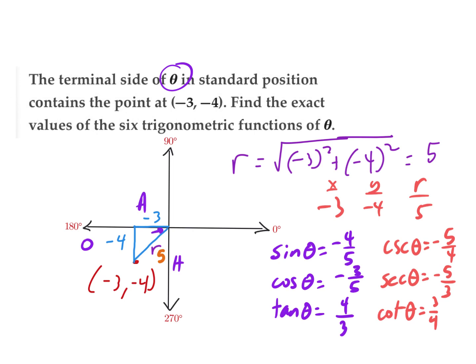But I want us to start transitioning away from opposite, adjacent, hypotenuse and getting closer to sine is y over r, cosine is x over r, tangent is y over x. We need to get to that place. Any other questions? So that's the first part of this.